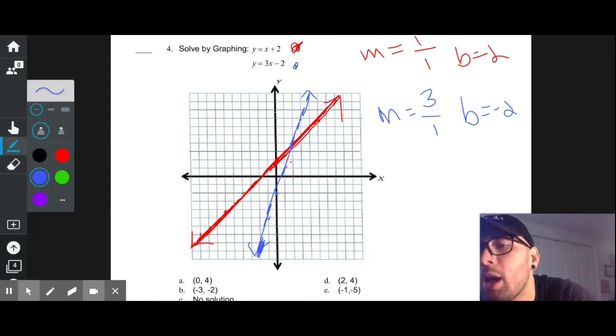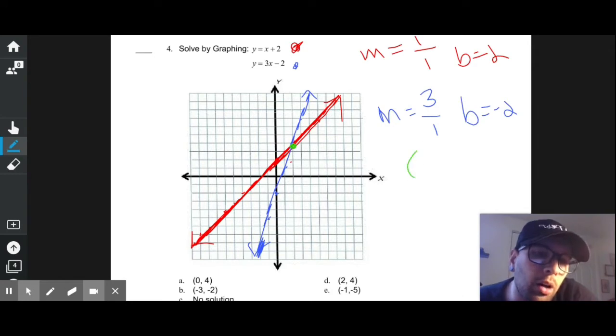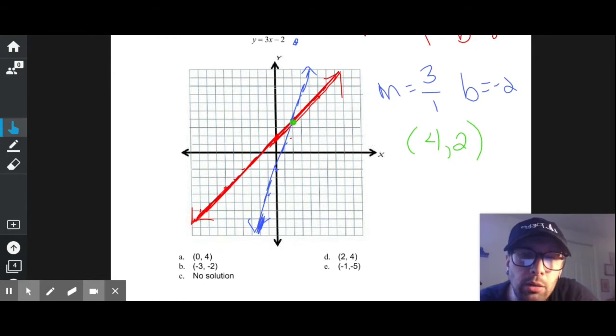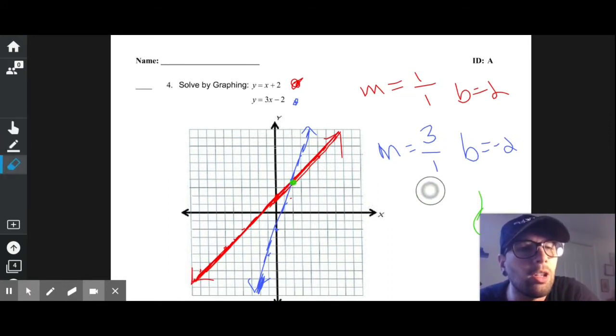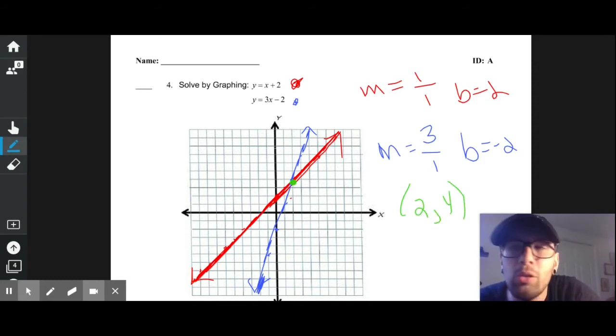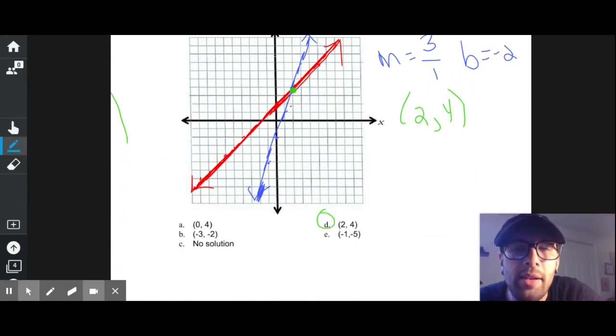So these two lines intersect at that point right there. And that point appears to be 4, 2. Just kidding, (2, 4). I'm not redoing it. So I'm just gonna quick erase and pretend I didn't make a mistake. (2, 4). Ah, no, this page is awful. (2, 4). There you go.